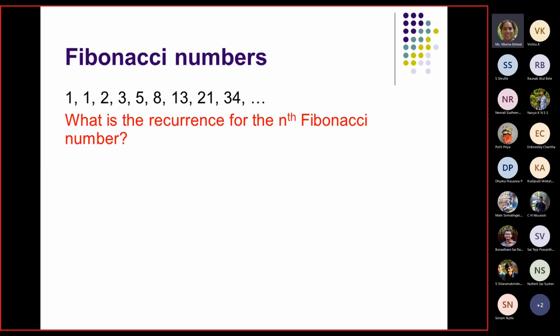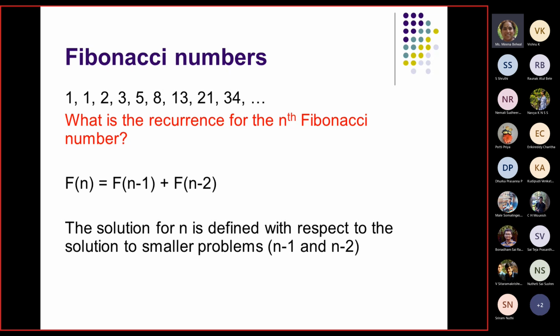So let's take an example of Fibonacci numbers. For example, it is given like this: 1, 1, 2, 3, 5, 8, 13, 21, and 34. Everybody knows this, right? What is the recurrence for the nth Fibonacci number? You know that Fn is equal to Fn minus 1 plus Fn minus 2. The solution for n is defined with respect to the solution to smaller sub-problems n minus 1 and n minus 2. You may still be wondering whether it made sense, that I am saying the sub-problems are overlapping.